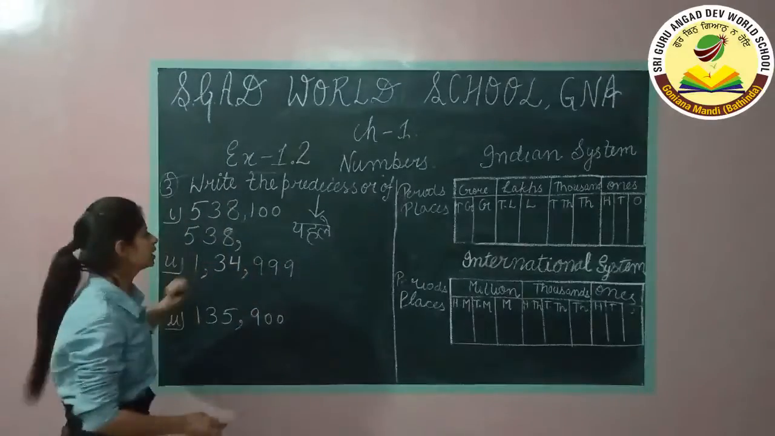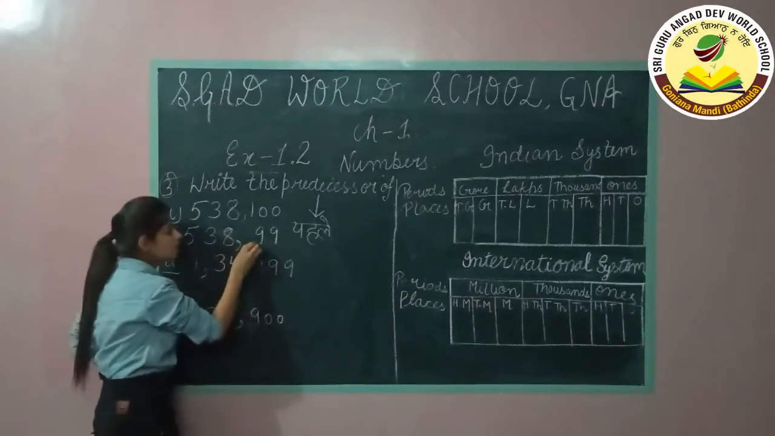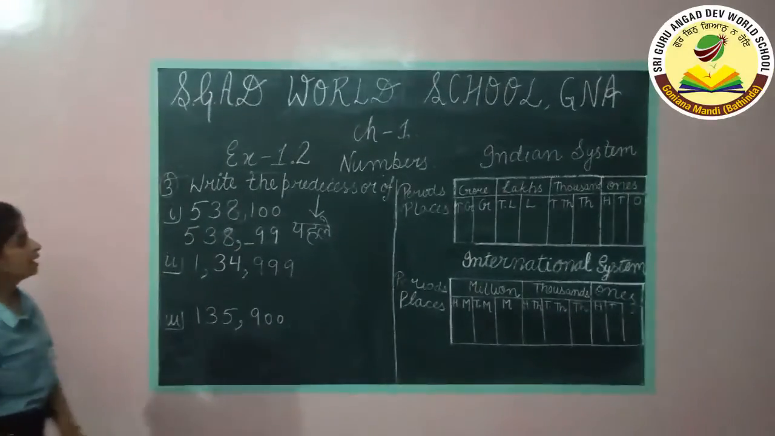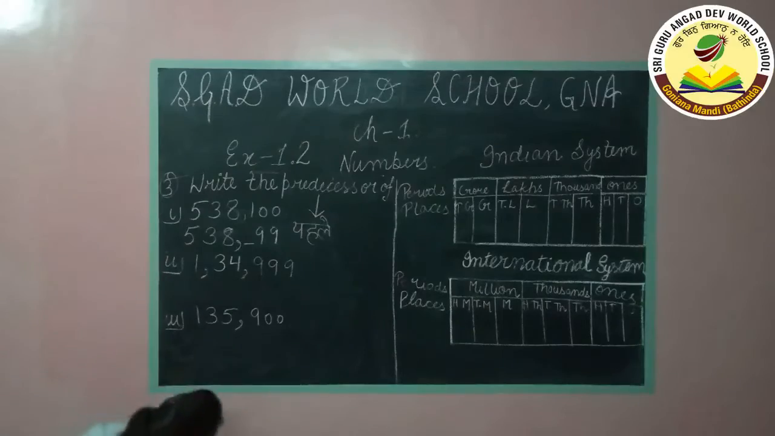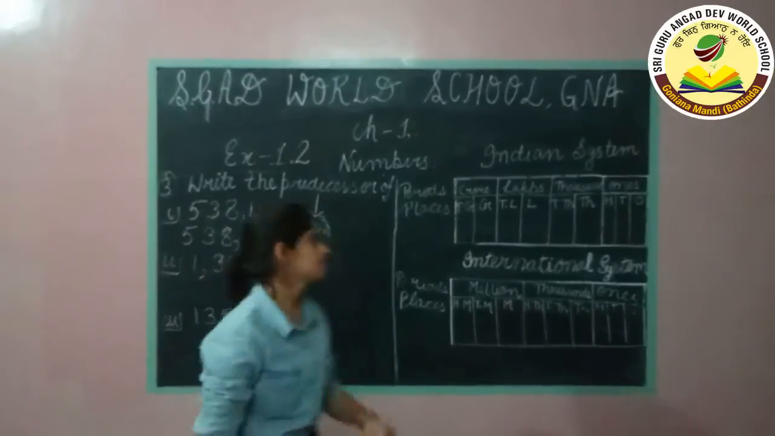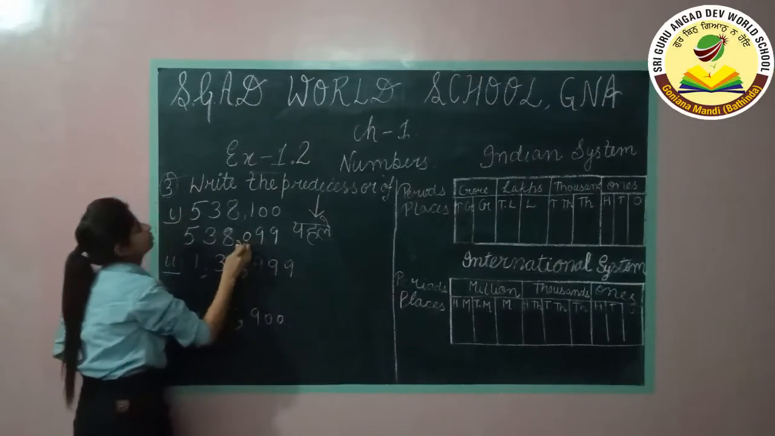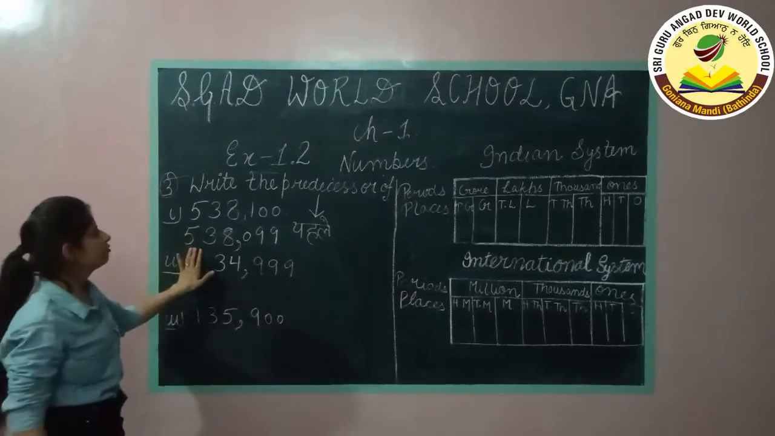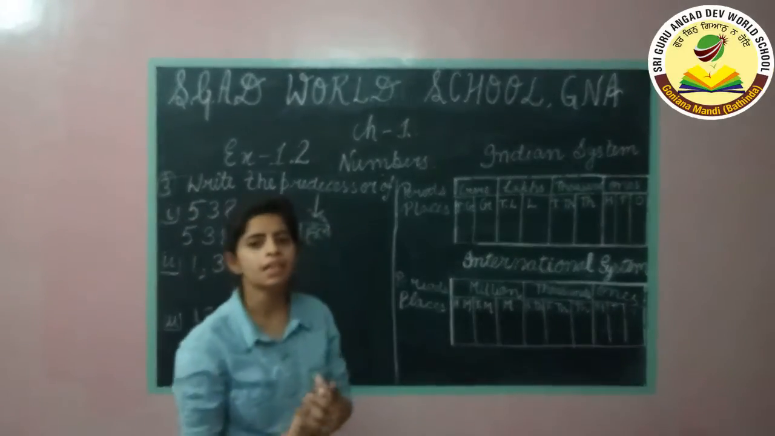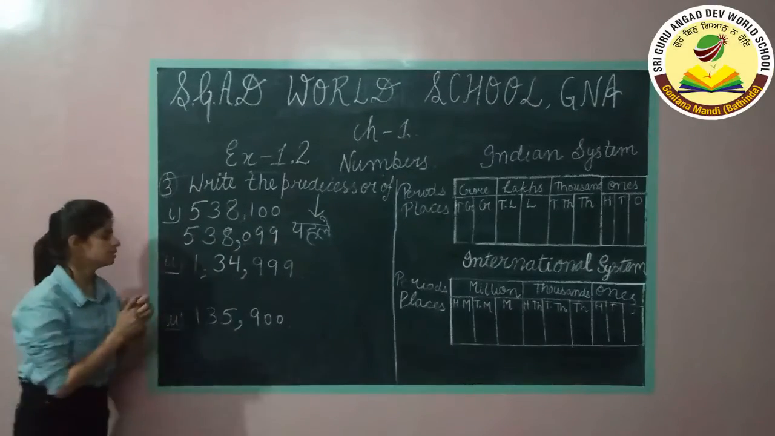99. But you will not write just 99 like this, because the ones period always contains 3 digits. The ones period contains 3 digits, and the third digit is 0. So we write the number 538,099.